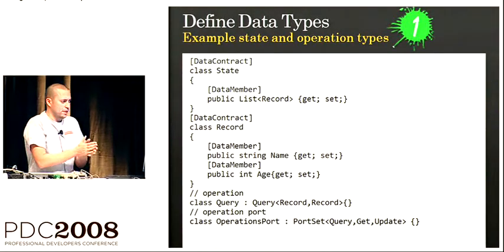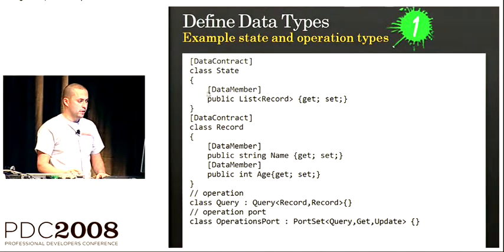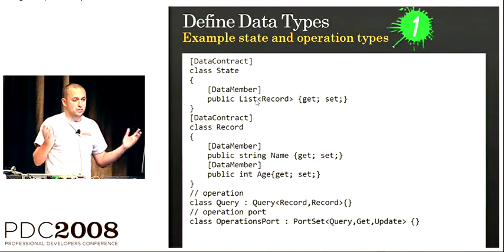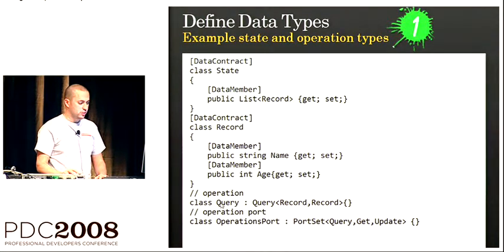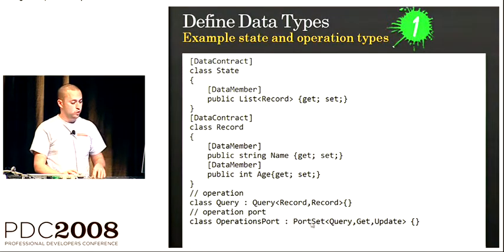Okay, so how does it look? What is state? What is the document? In this particular example, it's just a list of records. This is the state for my service. And in this particular service, I'm going to have a query. This is one of the core operations that the protocol supports. And I'm going to say, if you try to talk to me, you can do a query, a get, to get the whole state, or an update. That's our interface, a CCR port.